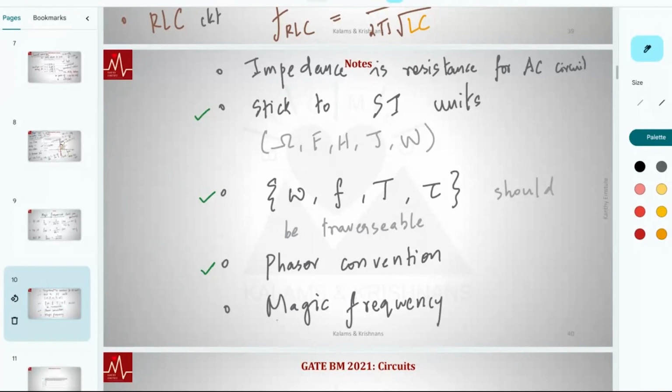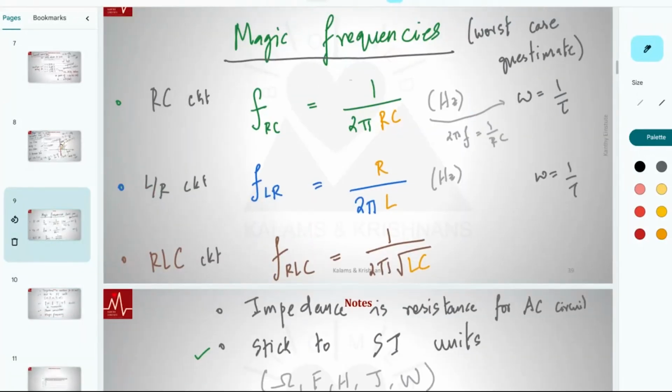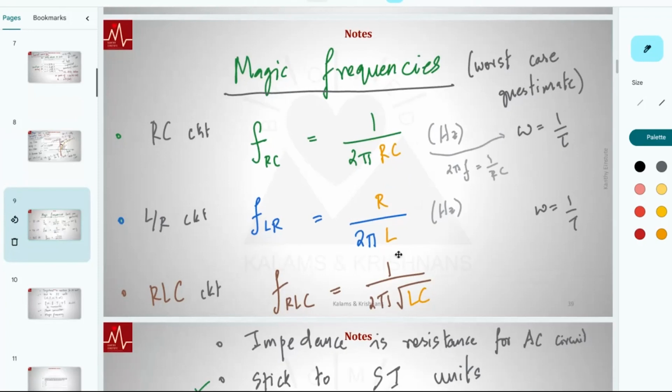And then magic frequency, worst case, best case scenario. RC circuit this, LR circuit this, RLC circuit this. I already showed you an example. Notice what they are using is 1 by square root of LC.